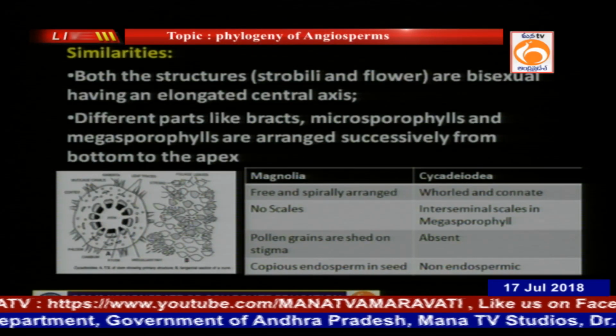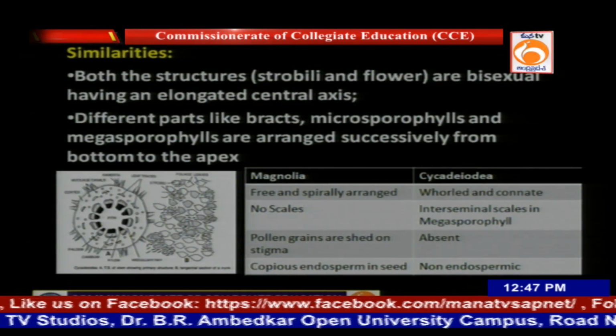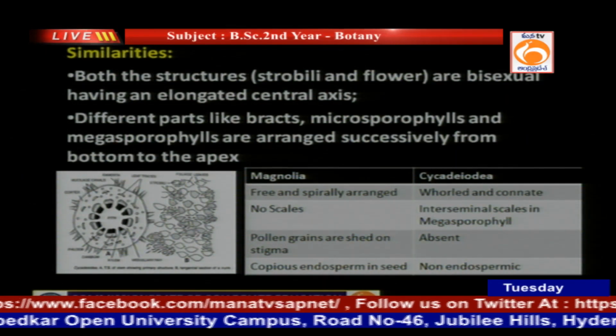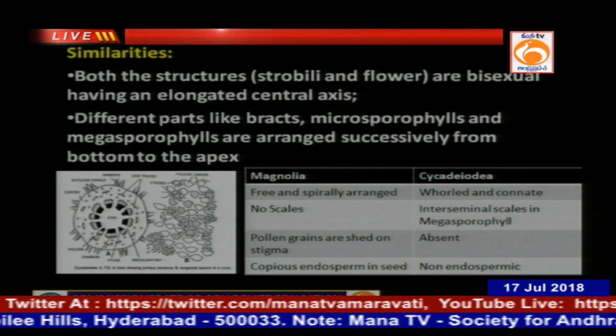The endosperm is copious in Magnolia, while the seeds are non-endospermic in Cycadeoidea. So, there are similarities in the structures and also differences. How can we interpret the similarities and differences from the evolutionary point of view? Parkin and Arber stated that the similarities are due to their having originated from a single ancestor. That is why they show the same similarities.